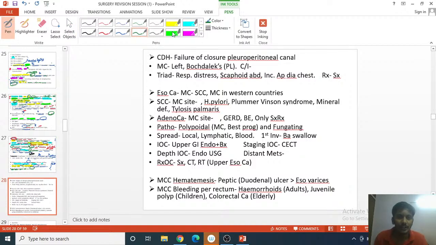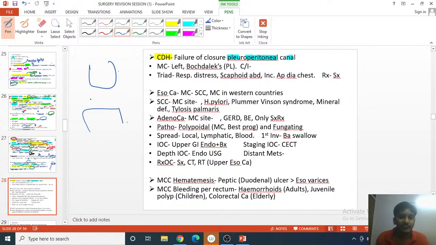CDH, that is your, ये already पढ़ चुके हैं पीड्स में. CDH is your congenital diaphragmatic hernia. ठीक है, so congenital diaphragmatic hernia is due to failure of the closure of pleuroperitoneal canal. So याद रख लेना pleural cavity है ये और ये peritoneal cavity है.